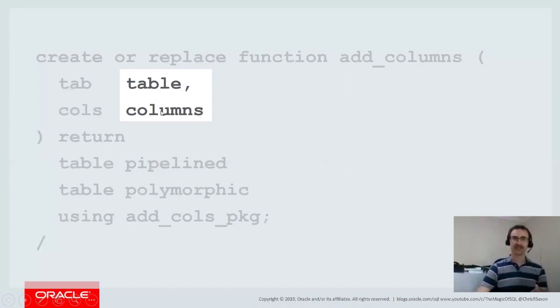So we're passing a table, and what I'm going to do here, it's not something you're always going to do, but I will in this case, is pass a list of columns. So again, here we're saying columns. I'm going to pass a list of identifiers which will become the names of the columns we're going to add to the result set. So we've got our table and columns.